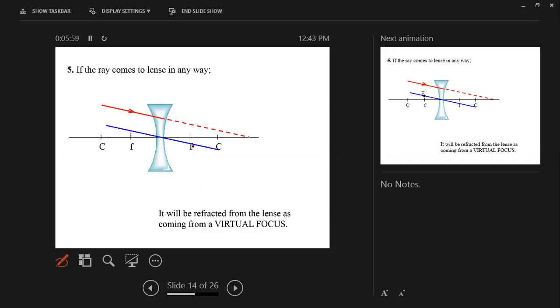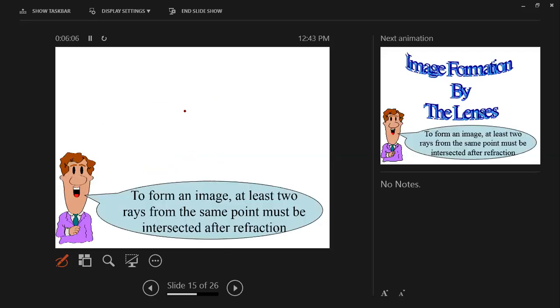What does virtual focus mean? From behind the lens, okay? Virtual focus. Here, the virtual focus. And then it's going to be refracted like this, okay?